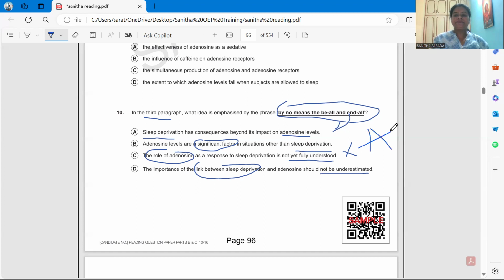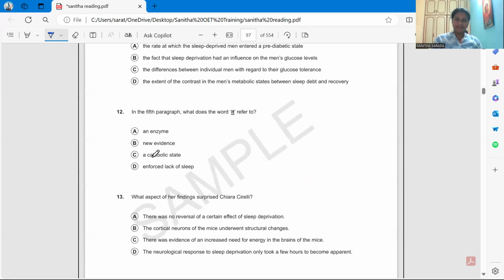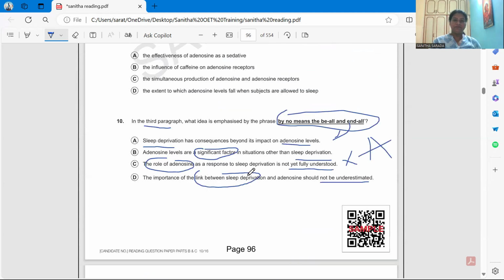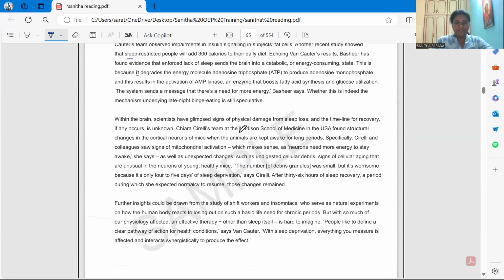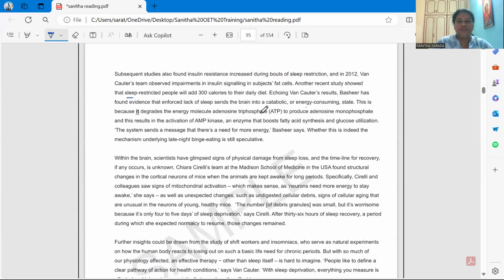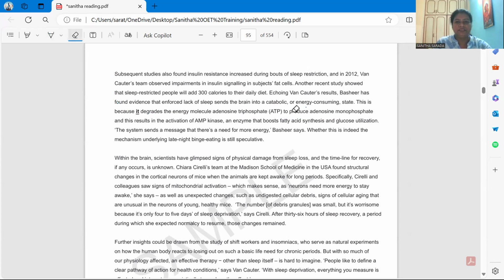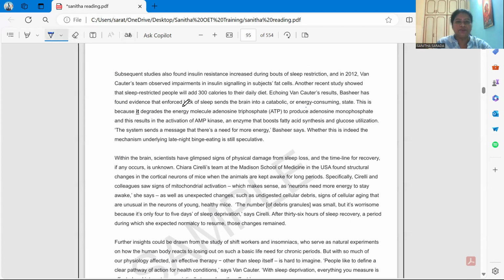Okay, got it? Next question: in the fifth paragraph, what does the word 'it' refer to? The options are: an enzyme, new evidence, a catabolic state, and enforced lack of sleep. Now we are going to see which one is in the fifth paragraph. We are going to read the sentence. There is no need to read from the beginning, just two sentences.